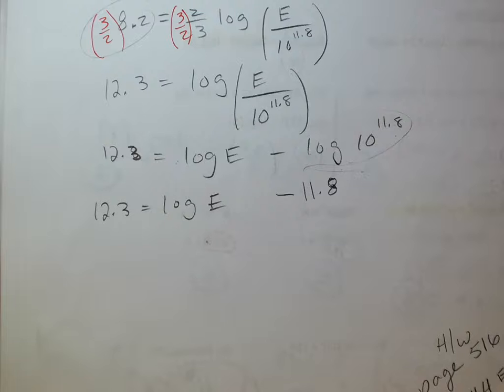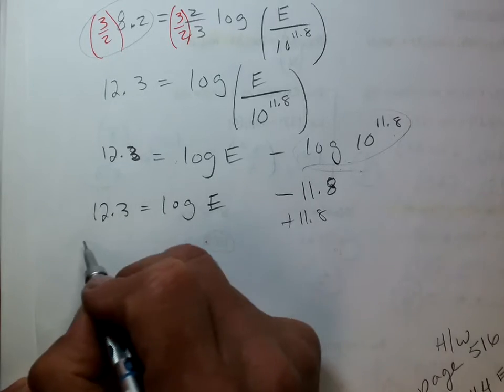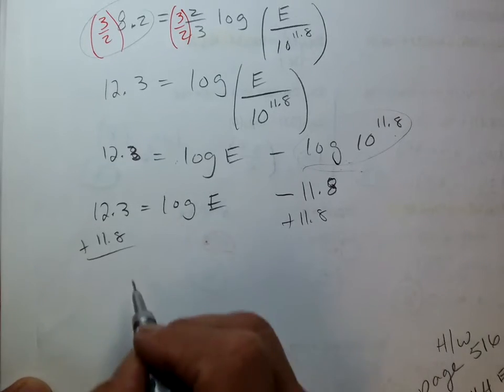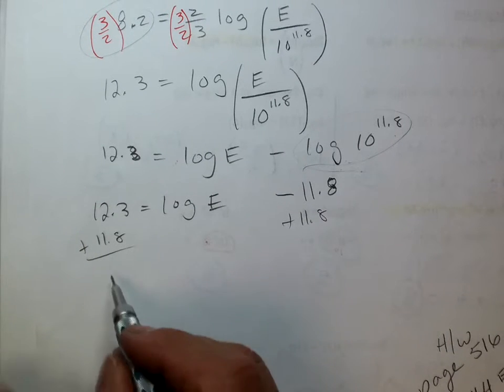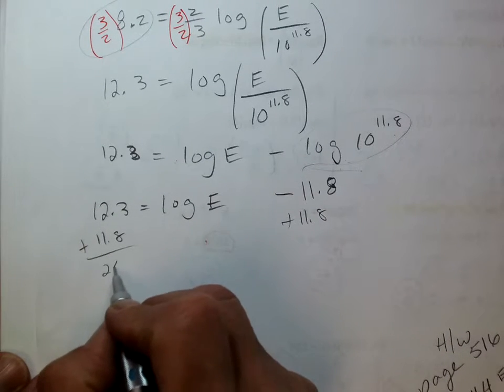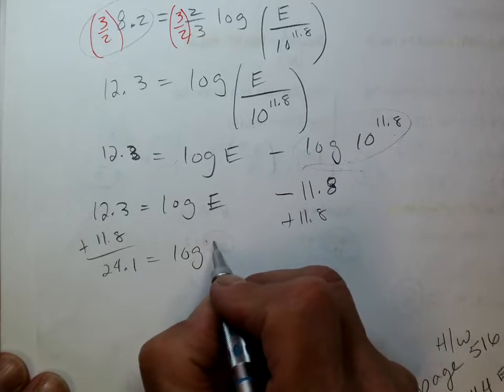Okay, next step, what do you guys think? What's the easy step? Add 11.8. Yeah, let's add 11.8. Oh, let's see, what's that? 12.3 plus 11.8 is 24.1. Good thing I checked my work, huh? 24.1 equals log of E.